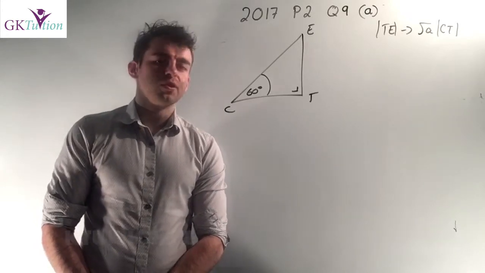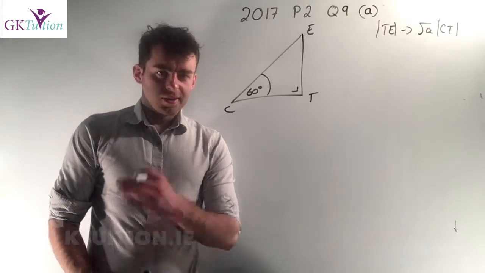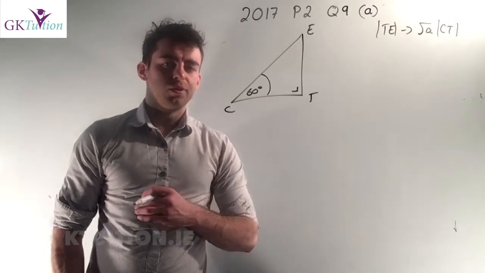Now the question that I've chosen to go through here is 2017 paper 2 question 9. The diagrams here are very intimidating, and I'm going to talk you through it as we go through the question.